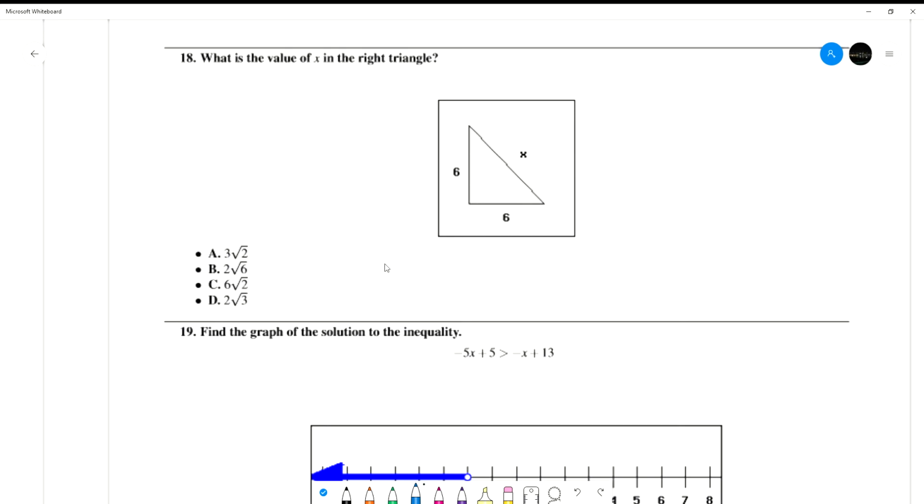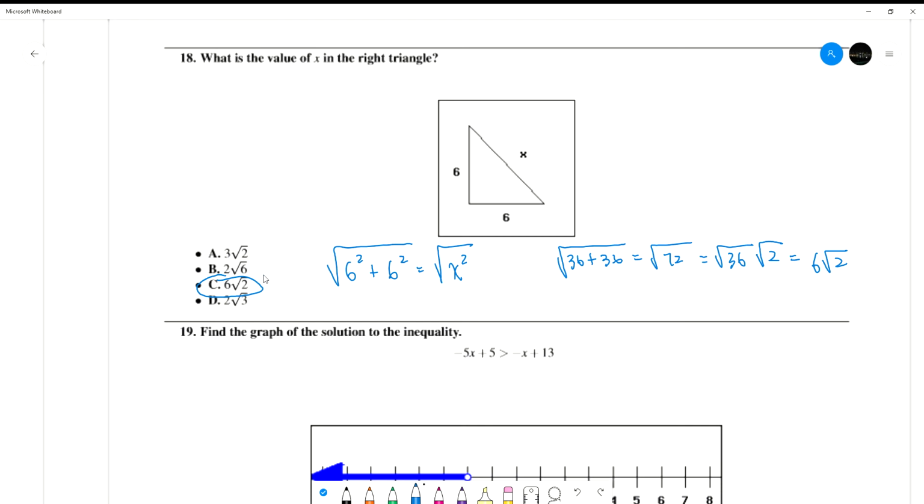But in this case, we have the leg here is 6 squared plus the other leg is 6 squared is equal to x squared. So if we take the square root of both sides, we get x. So what is that? This is 36 plus 36 is equal, square root of that is radical 72, right? And in this one, it's 36 times 2, as you can see from the 36 plus 36, right, is equal to 6 radical 2. That is answer C. Any questions there?